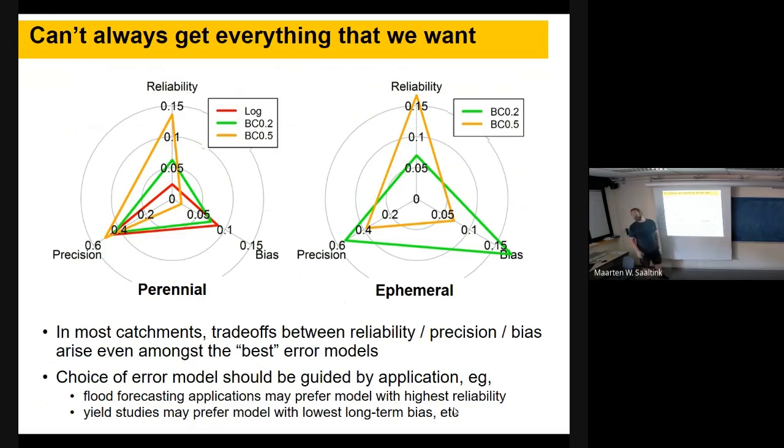In ephemeral catchments, we also see the same picture, except that the logarithmic transformation is not suitable, so we're just down to the BC0.2 and BC0.5. These are the Box-Cox transformations with the transformation parameter lambda of 0.2 and 0.5. The 0.5 is the square root transformation, so you can think of it that way. So you can already see there are some choices to make. It's difficult to achieve good performance in every single characteristic.